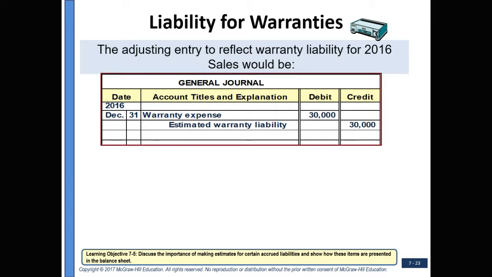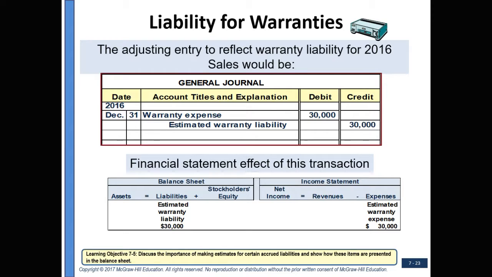The adjusting entry to recognize this warranty expense at the end of the accounting period includes a $30,000 debit. That is $30 times 1,000 units to the warranty expense, and then we would credit $30,000 to the estimated warranty liability. Liabilities and expenses increase by $30,000 on the horizontal model.